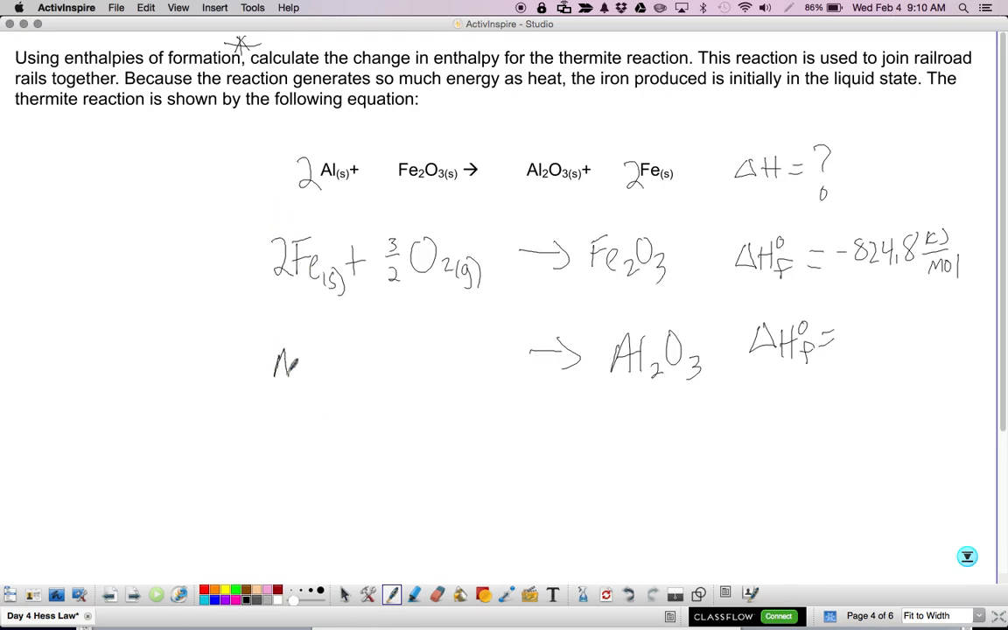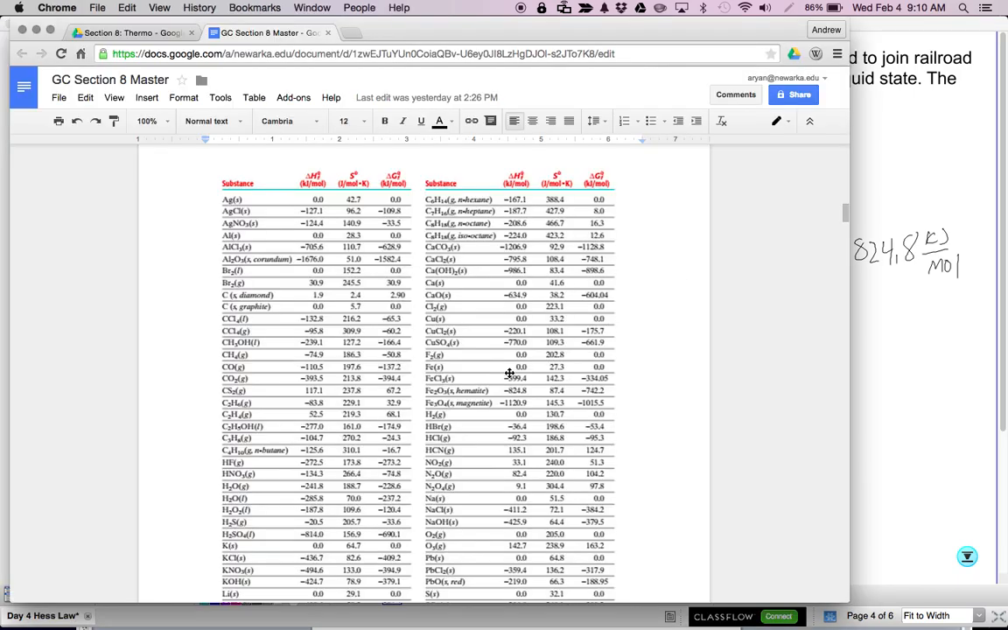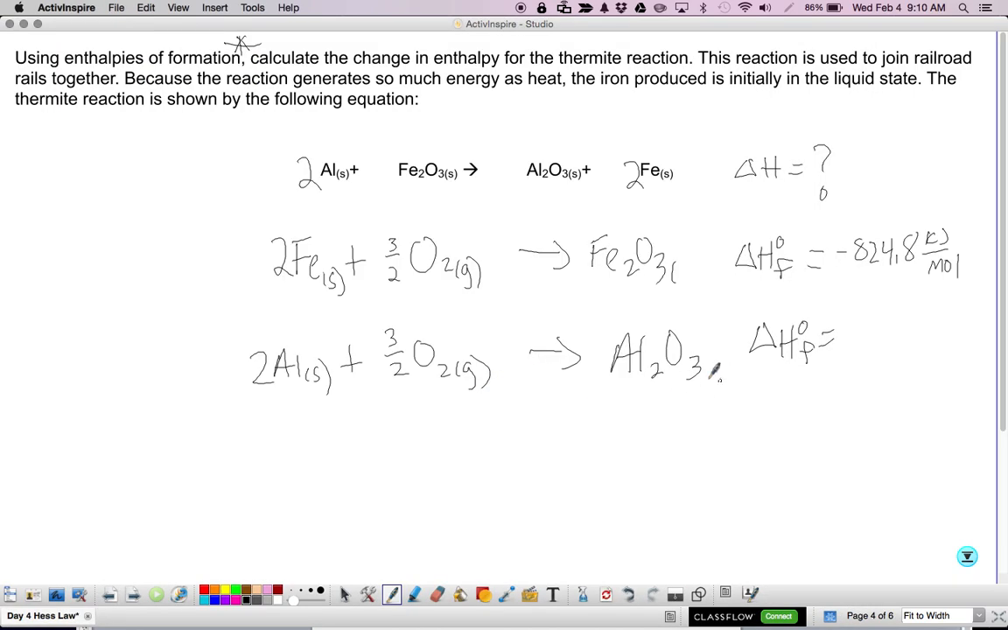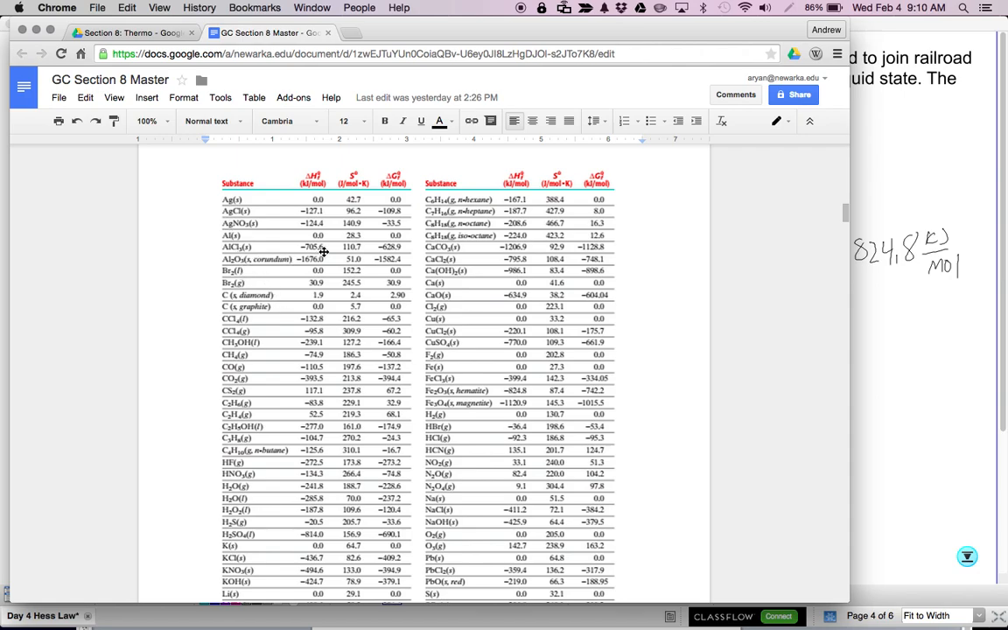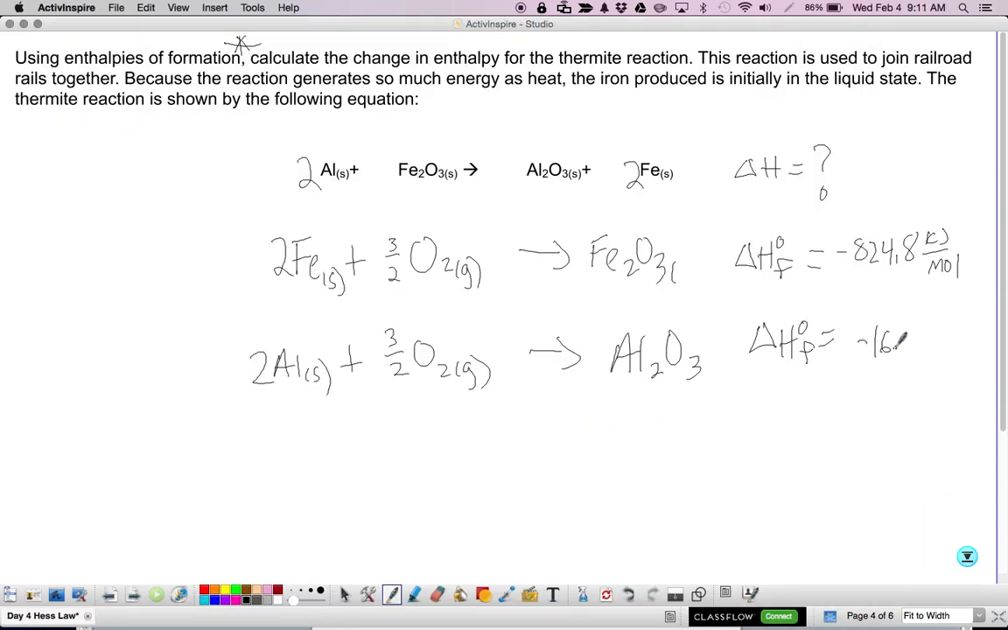I'm going to do the same thing with the aluminum. Solid aluminum plus 3/2 O2 again yields Al2O3, and these are solid. Fe2O3 is solid, and Al2O3 is also a solid, and it's negative 1676 kilojoules per mole. Again, these were just lifted from the master document. Okay, this is solid, and now I can figure out what I'm going to need to do to get this stuff to balance.